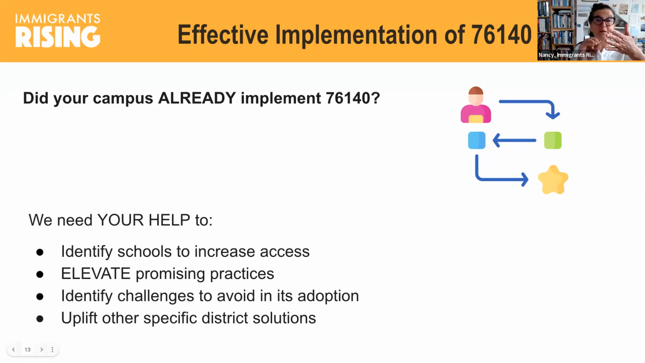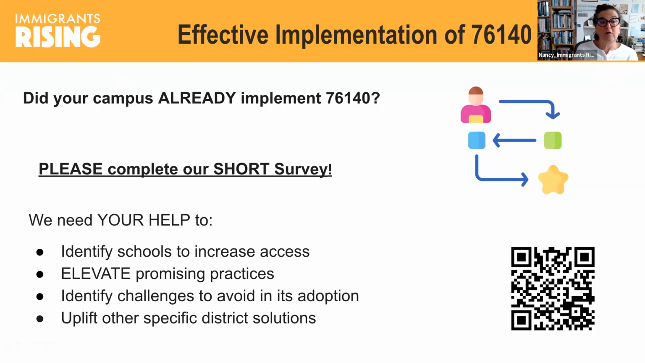We want to be able to have a list of the schools that are doing it, especially now that students can take virtual classes. They could be going to another campus to build up some of their eligibility. We want to elevate promising practices and find out any challenges in its adoption, and also let us know if there are other district solutions that you have. So this is an additional survey for those that have already implemented 76140. If you're on the call, please help spread the word. And if you're not the person at your campus, check it out with your feeder schools as well.